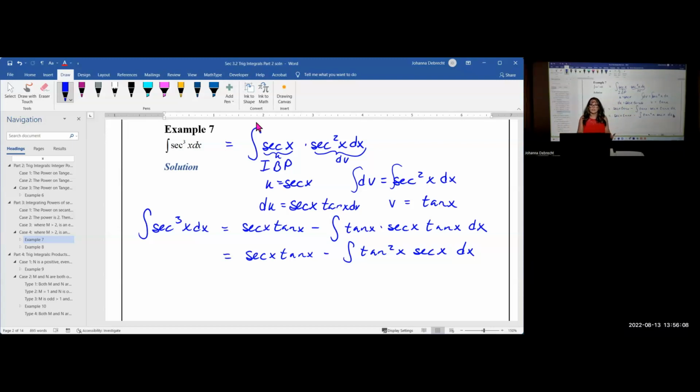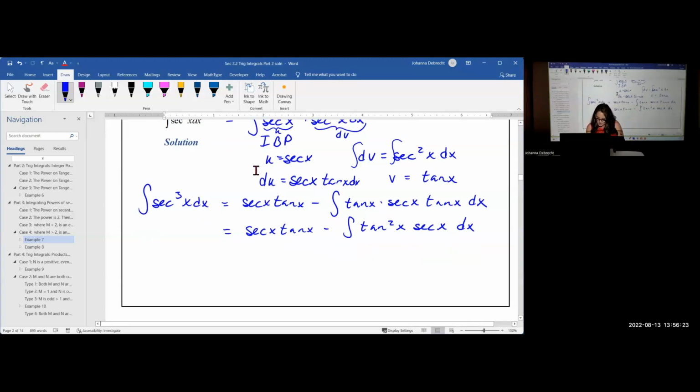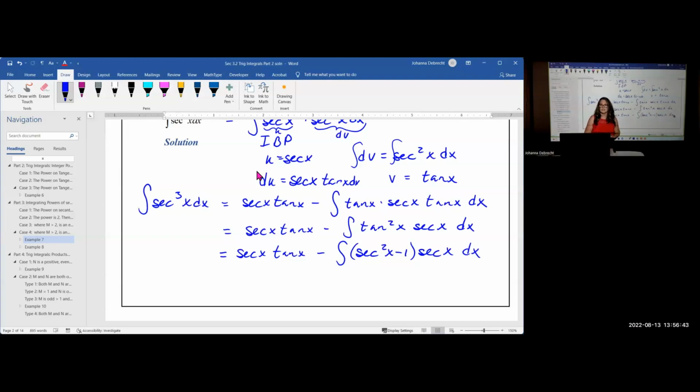Well, what could I do to that tangent squared? I don't really have any other options. The only technique in my toolbox is to convert this using the Pythagorean identity. So that's what we're going to do. We take the secant of x tangent of x, which follows along, and then replace the tangent squared of x with secant squared of x minus 1, multiplied by secant of x dx. You may say, gosh, that doesn't look a whole lot better.